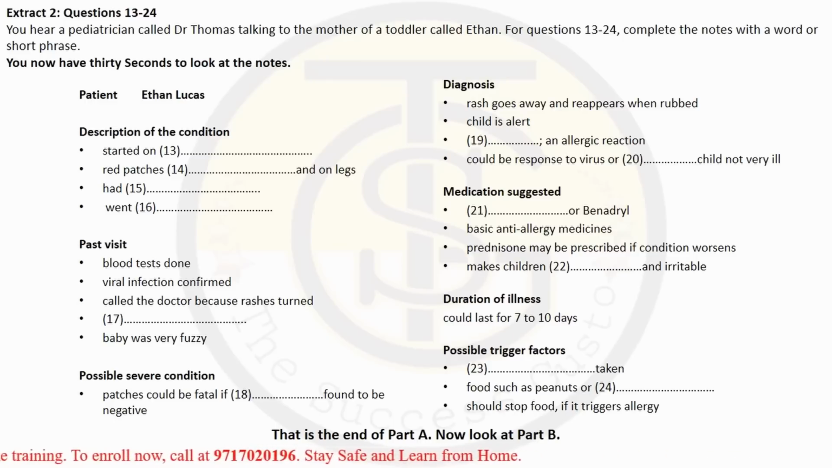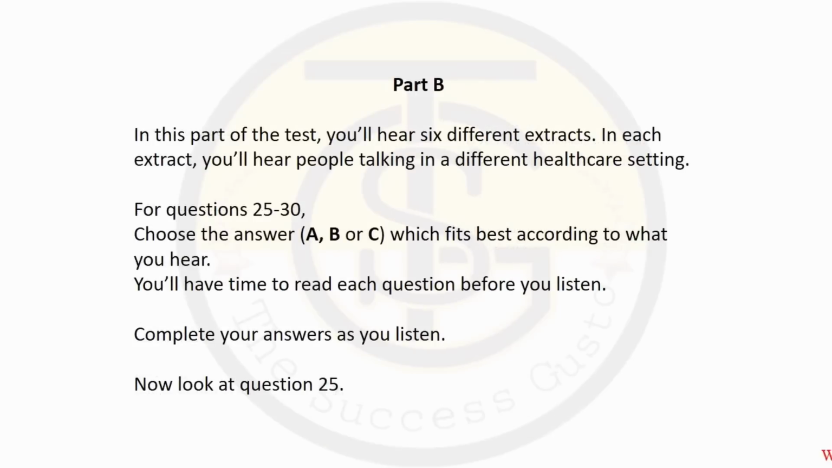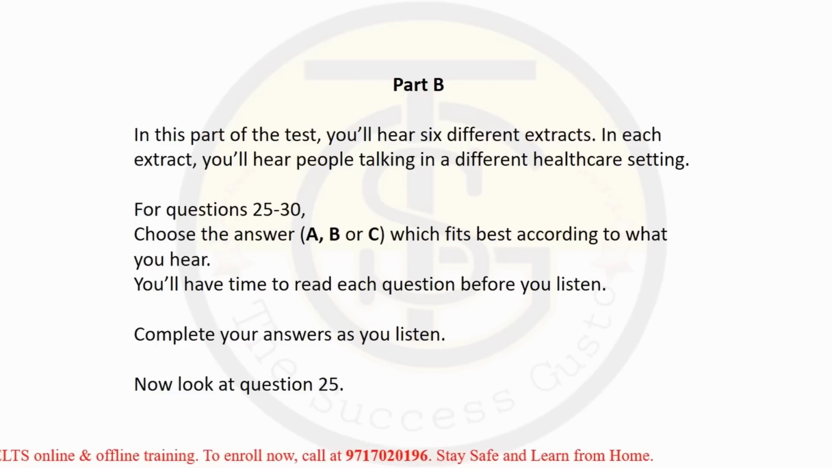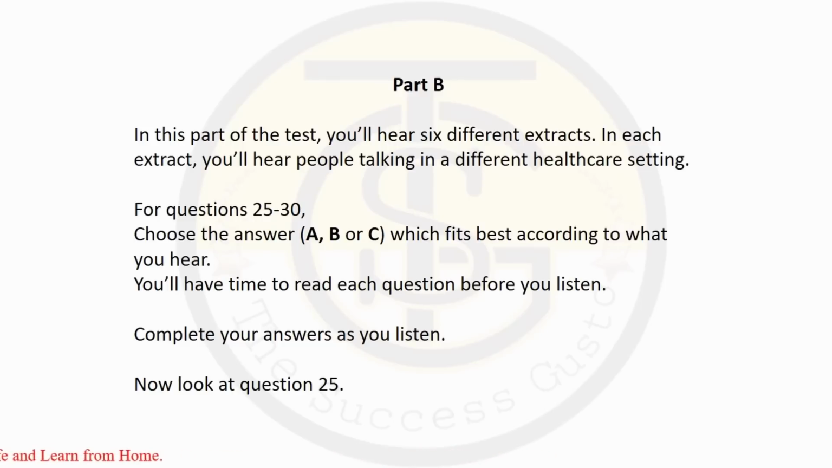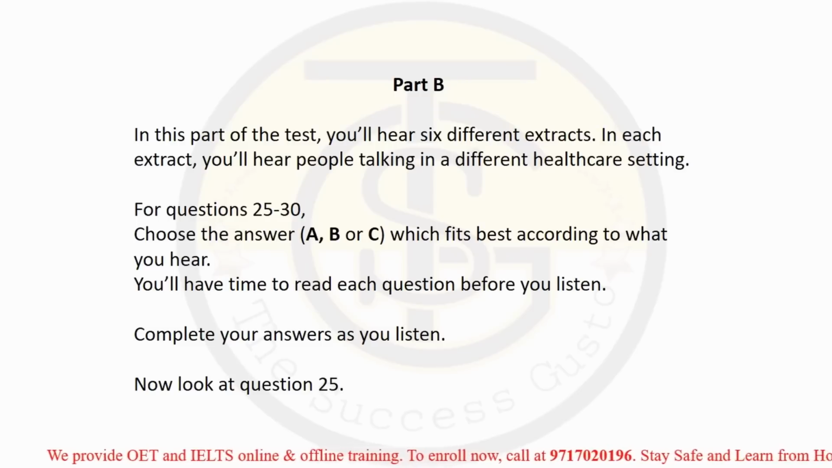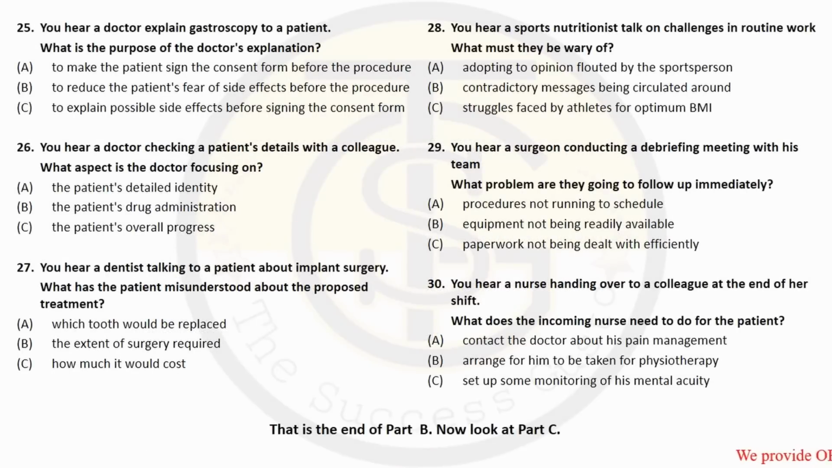That is the end of Part A. Now look at Part B. Part B. In this part of the test, you'll hear 6 different extracts. In each extract, you'll hear people talking in a different healthcare setting. For questions 25 to 30, choose the answer A, B, or C, which fits best according to what you hear. You'll have time to read each question before you listen. Complete your answers as you listen. Now look at question 25. Now read the question.